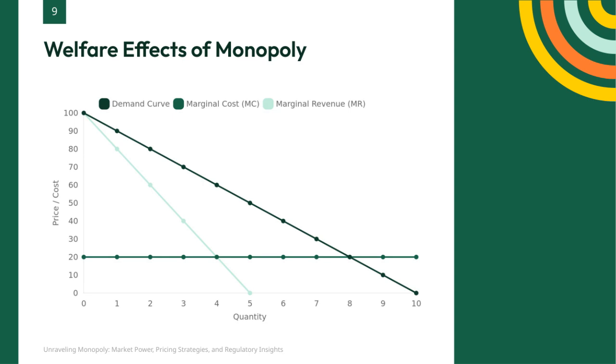Marginal revenue lies below the demand curve and declines more steeply, which is typical in a monopoly because the firm must lower prices to sell additional units. The monopolist maximizes profit where marginal revenue equals marginal cost, in this case, at a lower quantity and higher price than in a perfectly competitive market. This leads to reduced consumer surplus and creates a deadweight loss, representing inefficiency and a loss of total welfare. This diagram highlights why monopolies can cause market distortions and why their welfare implications are important to consider.